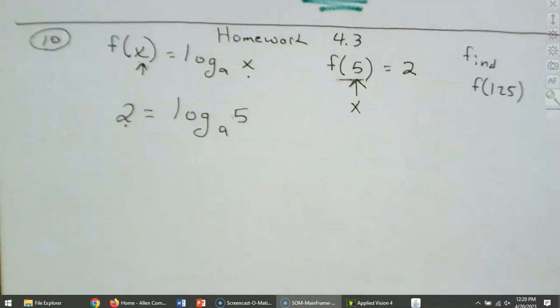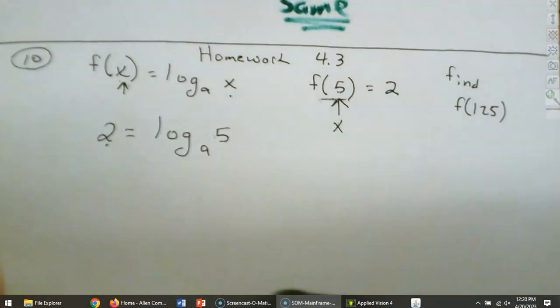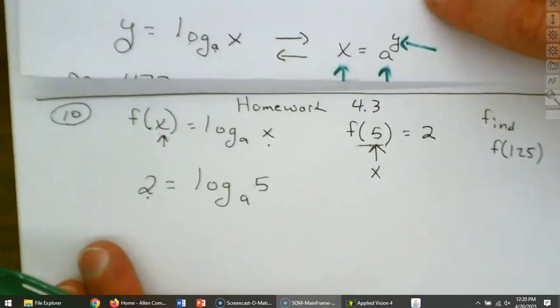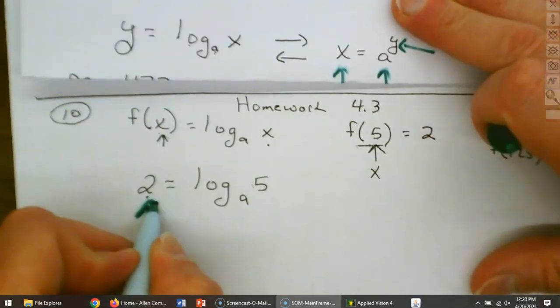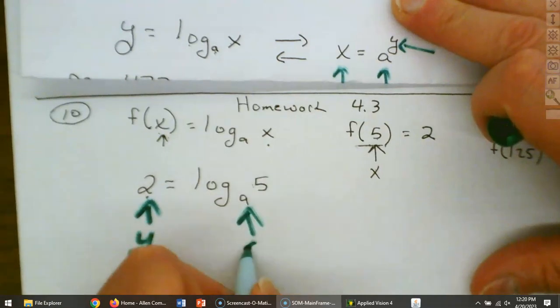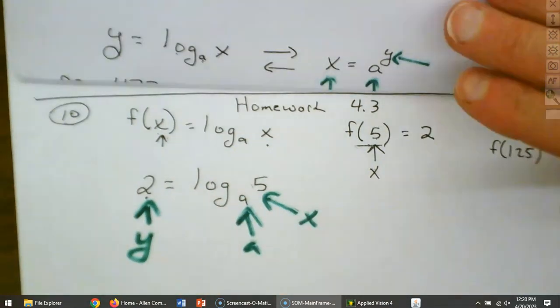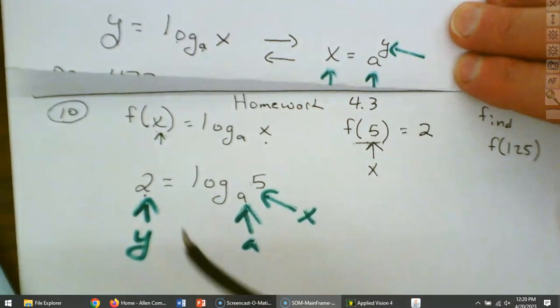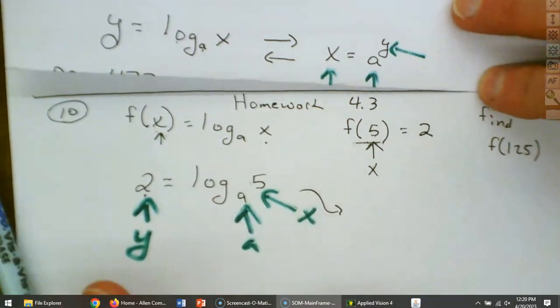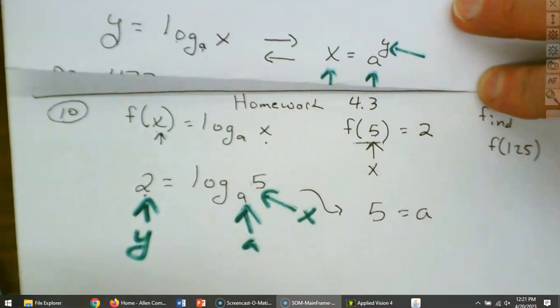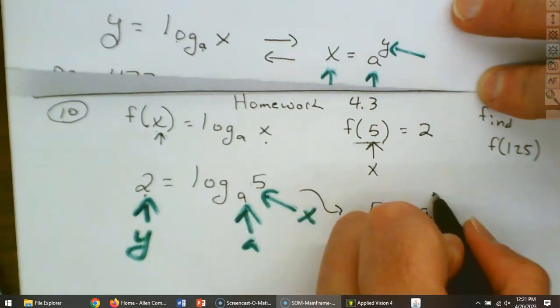So we can now find the a because we can convert. We can convert this pretty easily, and we can find our a. If we go back to our formula, y equals log base a of x. So my 2, that's your y. Your a is the a. And the x here is the 5. So when we convert it, we now get, let's rewrite this real quick, x is 5 equals a to the y, which is the second power.